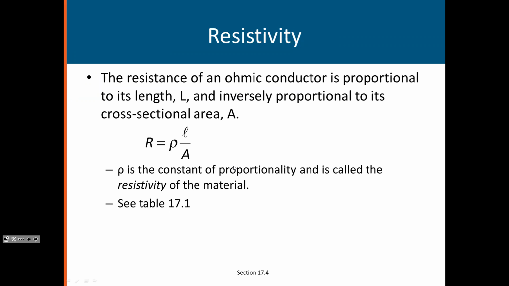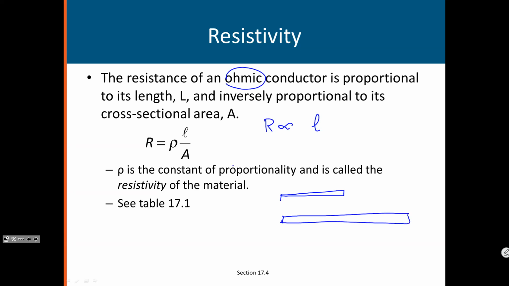The resistance of an ohmic conductor, meaning something that obeys Ohm's law, in other words, the resistance remains constant. For such materials, the resistance is proportional to the length. So we take a piece of wire, say copper wire, with a fixed cross section, and another copper wire, double the length.